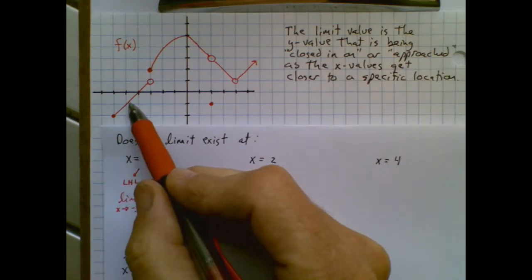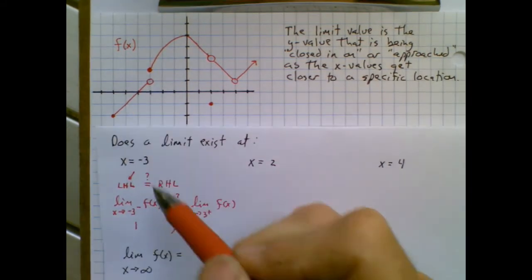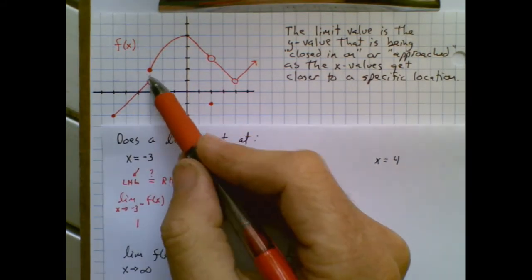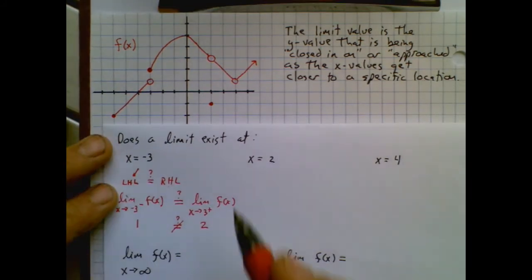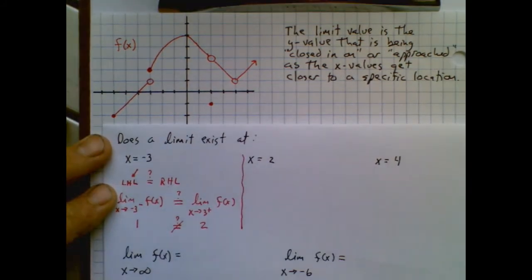When I close in from the left, I'm approaching a y value of 1. When I close in from the right, I'm approaching a y value of 2. Limit does not exist. All right, let's look at this next one.